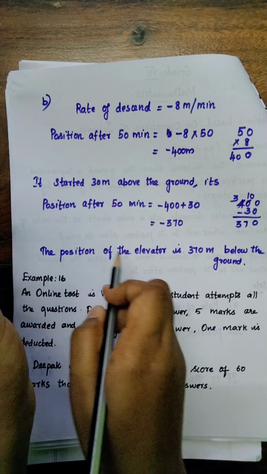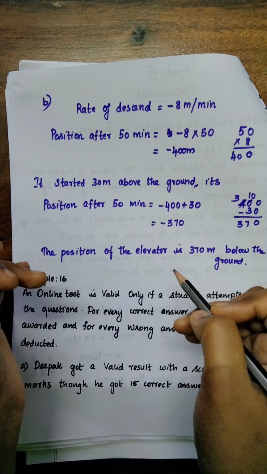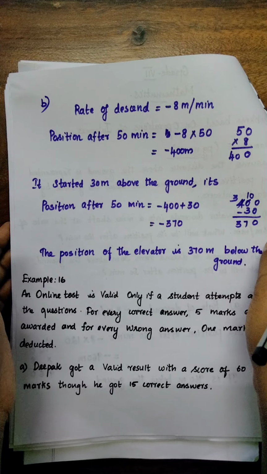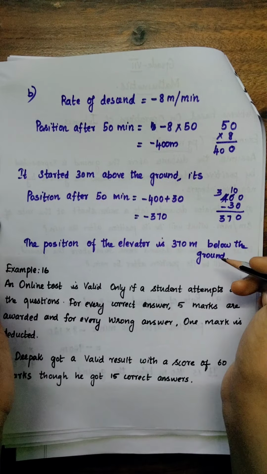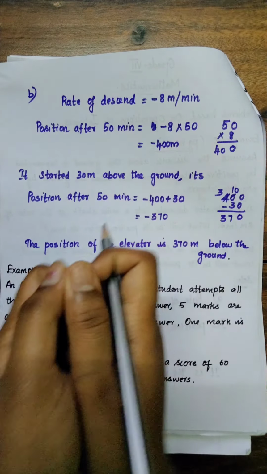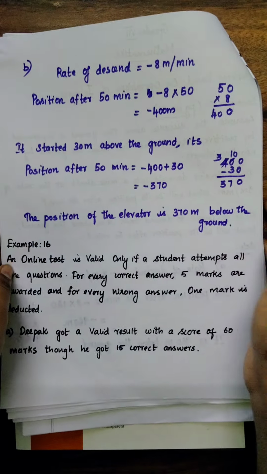So position of the elevator is 370 meter below the ground, because it is a negative number. This is the answer. Understand? Okay, we can move to the next question. Next one is example 16.